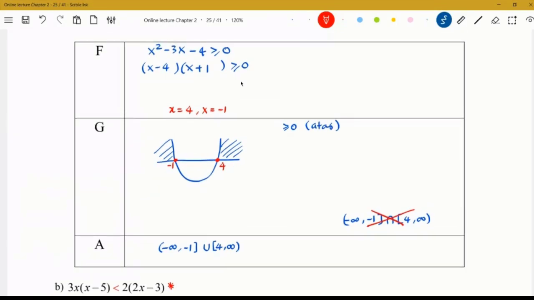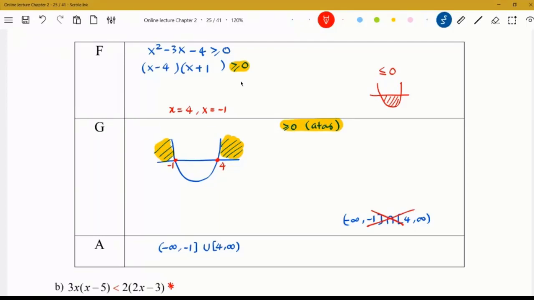So factorize until you can have it two factors, and then we draw the graph. So nilai X ni depends pada factorization kita. And then kita ambil bahagian atas adalah simbol yang ini. So kita ambil bahagian atas. Kalau simbol di sini adalah less than, kita akan ambil bahagian bawah. Okay, and then we write the answer based on the shaded region.